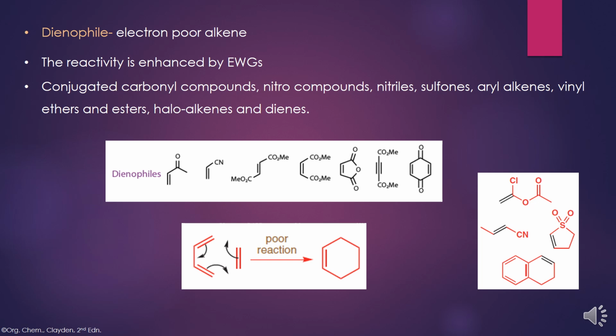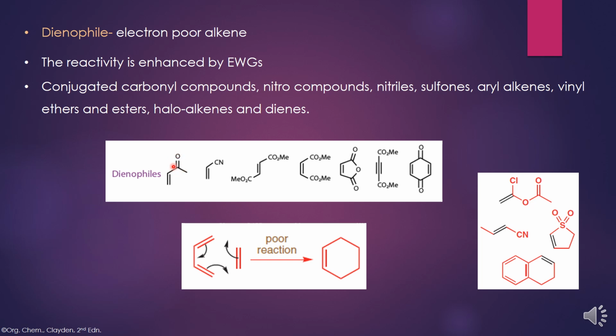Next, we can see what the characteristic features of a dienophile are. What should be the characteristic feature of the dienophile to be a part of the Diels-Alder reaction? If the diene is electron rich, the dienophile should be an electron-poor alkene for the Diels-Alder reaction. To make the double bond of the dienophile electron poor, it should be substituted with some electron-withdrawing groups.